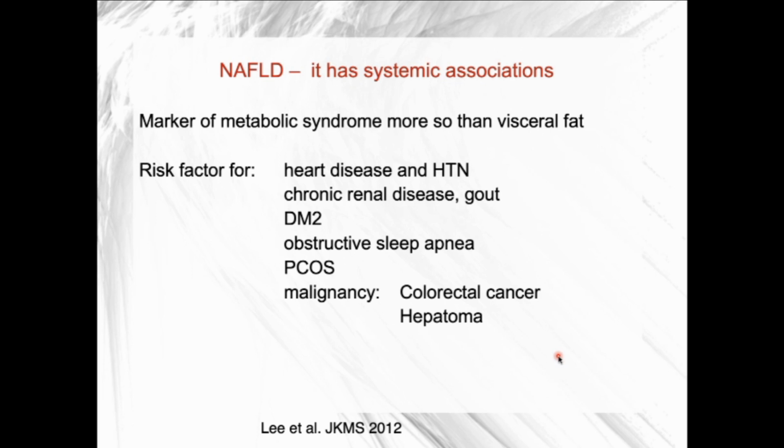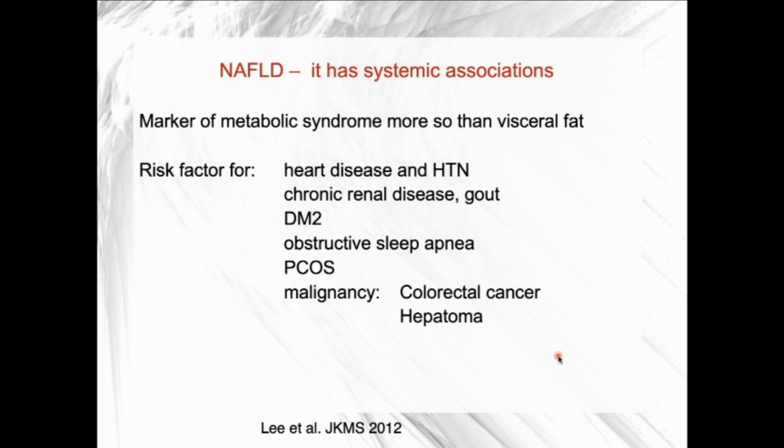So NAFLD, it's important to recognize it has systemic associations. It's starting to become better recognized now that it is, in fact, a marker of metabolic syndrome, even more so than visceral fat. And it's been seen to be a risk factor for people to develop heart disease, hypertension, chronic renal disease, gout, type 2 diabetes, obstructive sleep apnea, and polycystic ovarian syndrome.